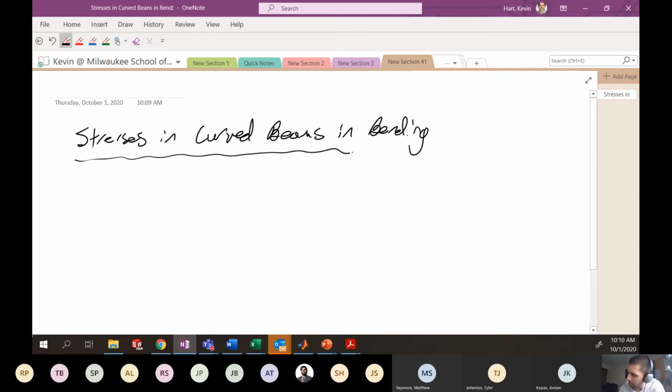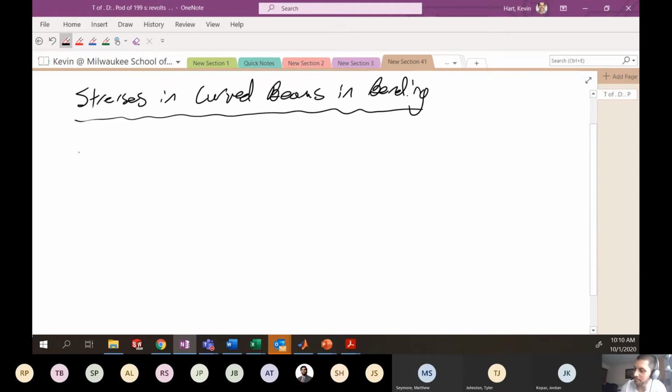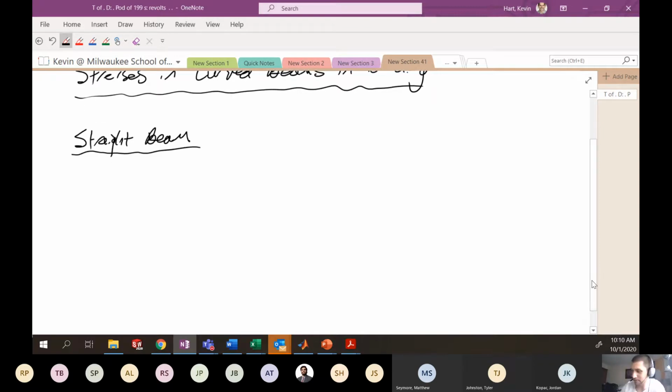And so the first thing we might want to do is define what we mean by a curved beam or a straight beam. So a straight beam is the typical straight member that you've been familiar with using in your whole mechanics career. If we were going to picture it as a solid cylindrical component, maybe it looks something like this. So this would be your typical straight beam.